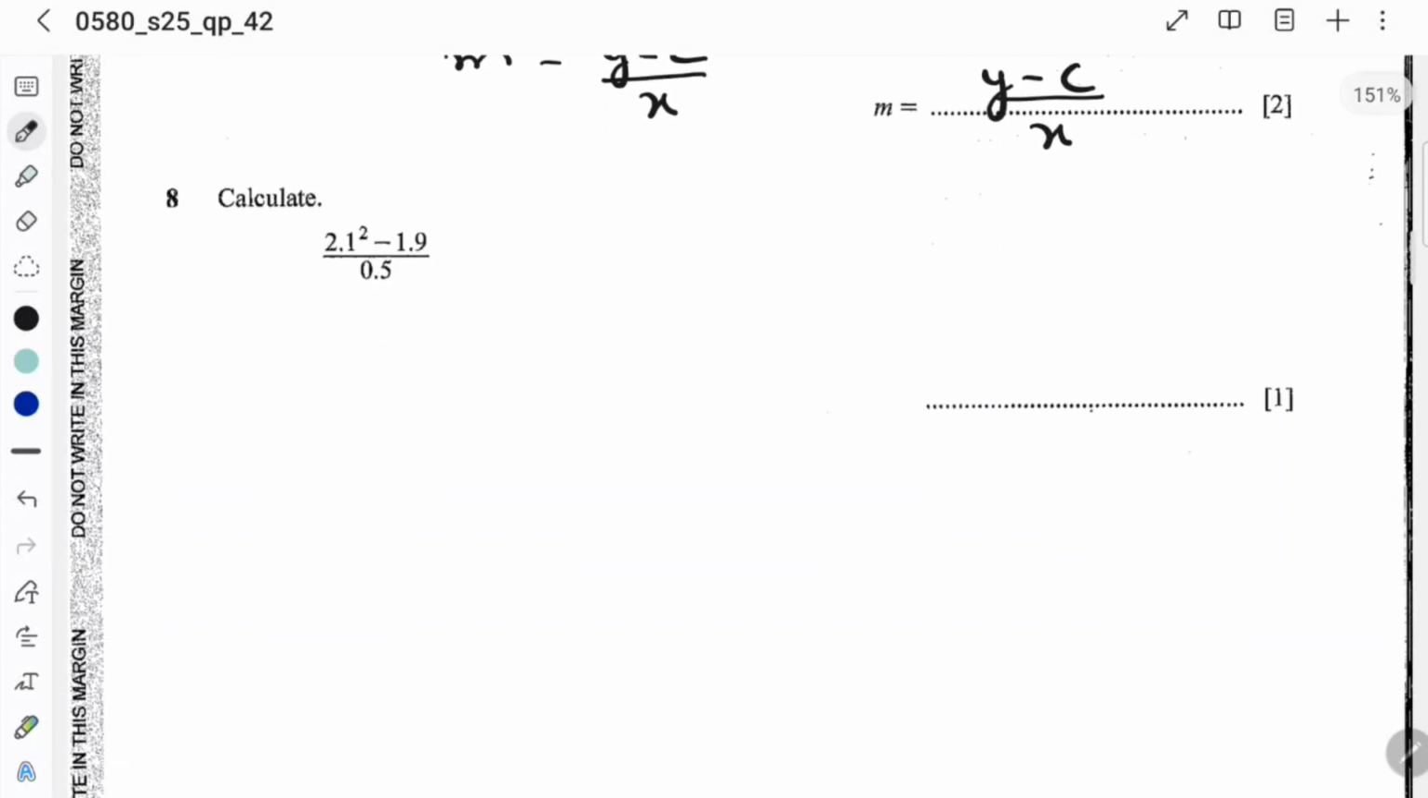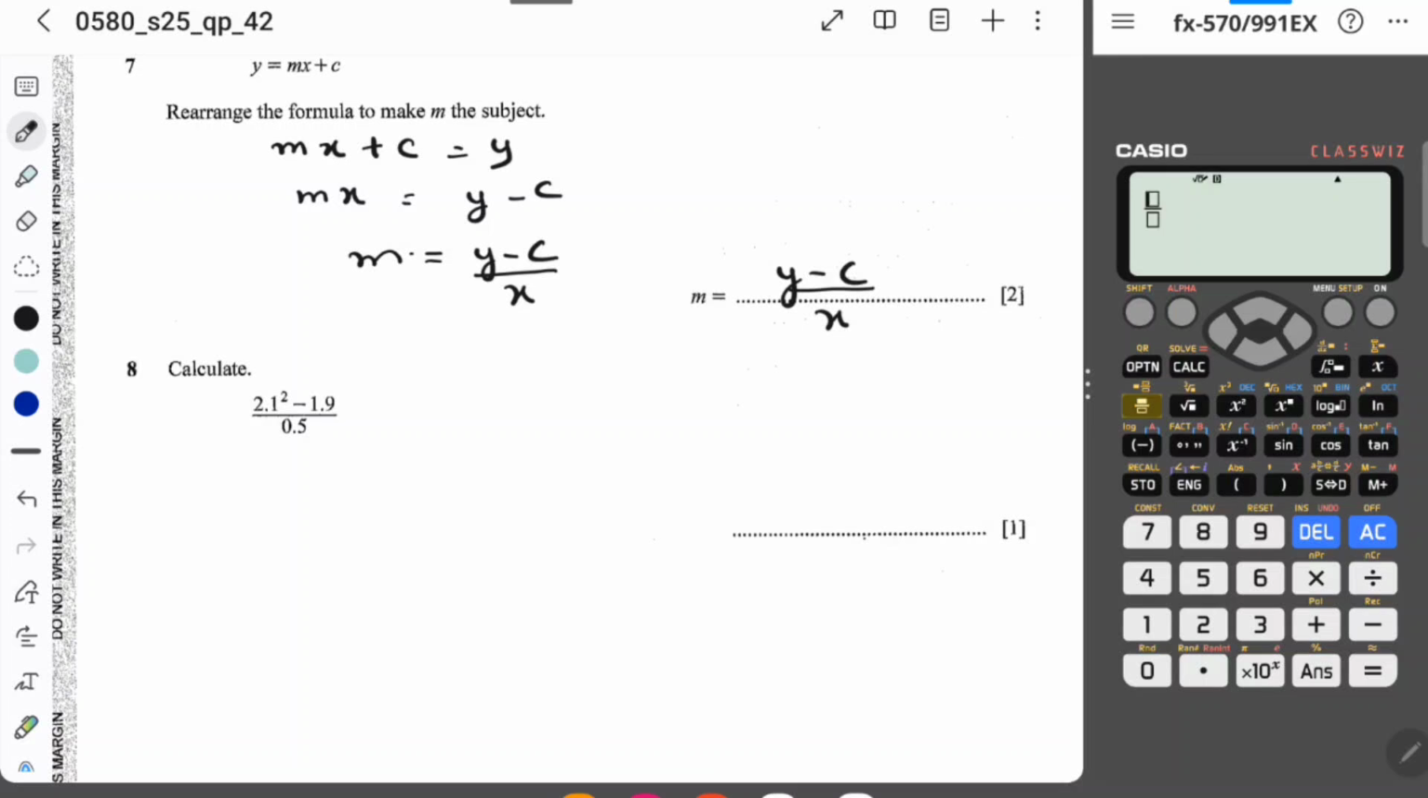Calculate question number 8. Calculate 2.1 square minus 1.9 divided by 0.5. Just take your calculator. Now this is 2.1 square minus 1.9 and then divided by 0.5. That is equal to 5.02, which is already a three significant figure answer. So this is equal to 5.02, a 1 mark question.